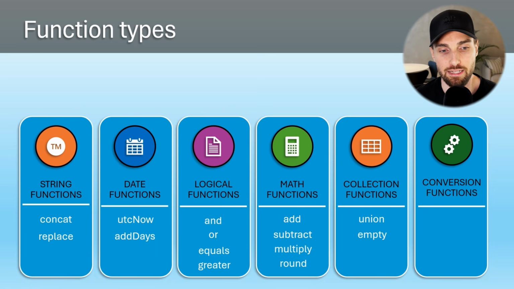Lastly, we have conversion functions that allow converting values from one data type to another. One of the most basic of these functions is the string function that turns values given to it into strings. Then we have a bit more complex functions like the xml function that allows converting JSON objects into XML. Next, let's cover a few very useful examples of function usage in pipelines.